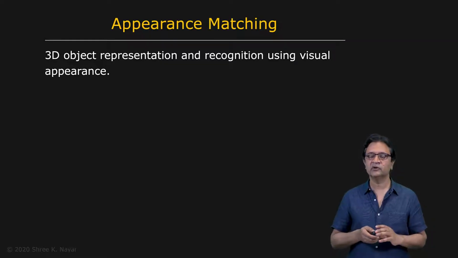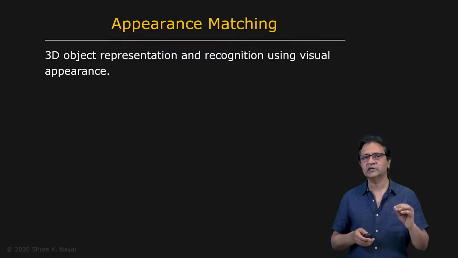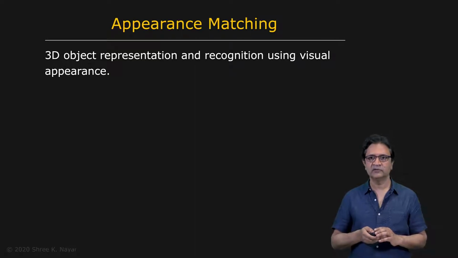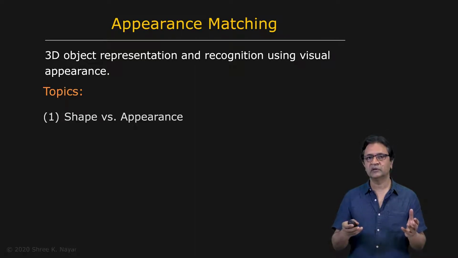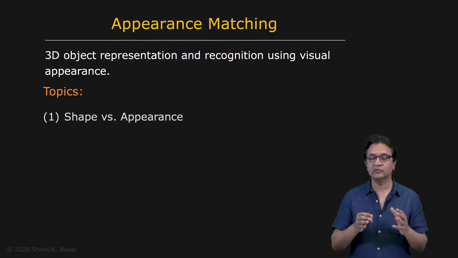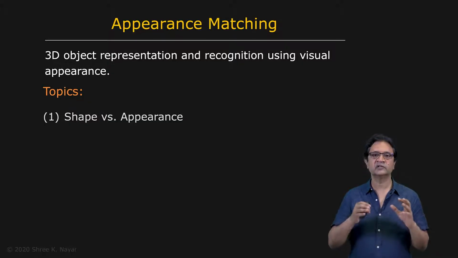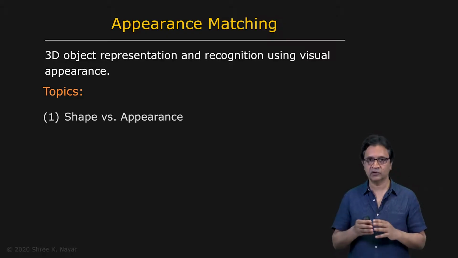So the first thing that we're going to talk about are the two basic approaches to representing a three-dimensional object. The first is based on its shape. This is the explicit representation of the three-dimensional geometry of the object. We'll talk about the pros and cons of doing that. And then we'll argue that perhaps a more attractive way to solve object recognition problems in computer vision is by just representing the appearance of the object.